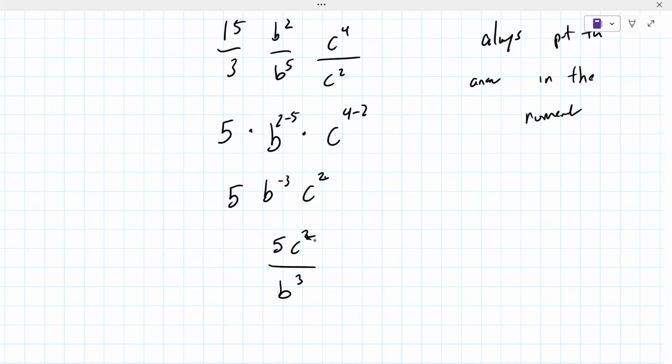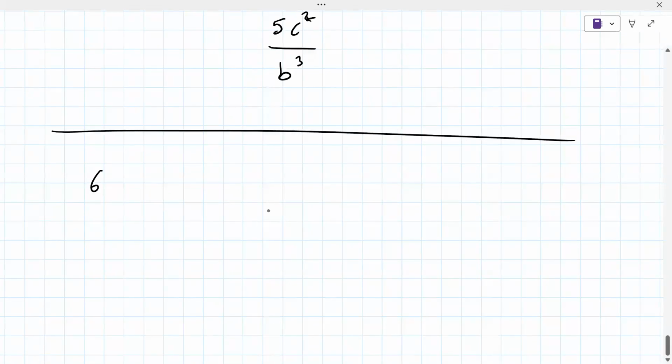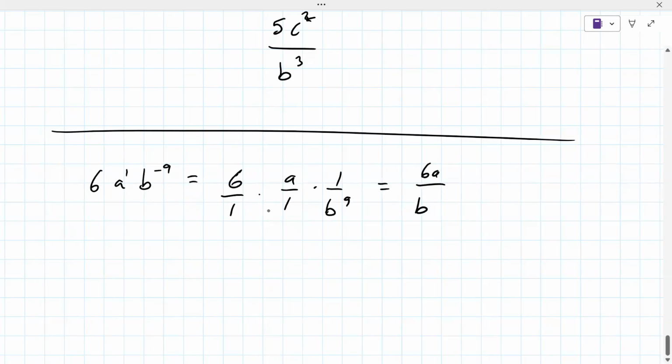So next time, if I have to do something like this, the middle one. Well, no, it's the negative exponent that goes to the bottom. Like if it was 6a b to the minus 9, this is 6 over 1 times a over 1 times 1 over b to the ninth. Okay. So 6a over b to the ninth, like that. Okay.